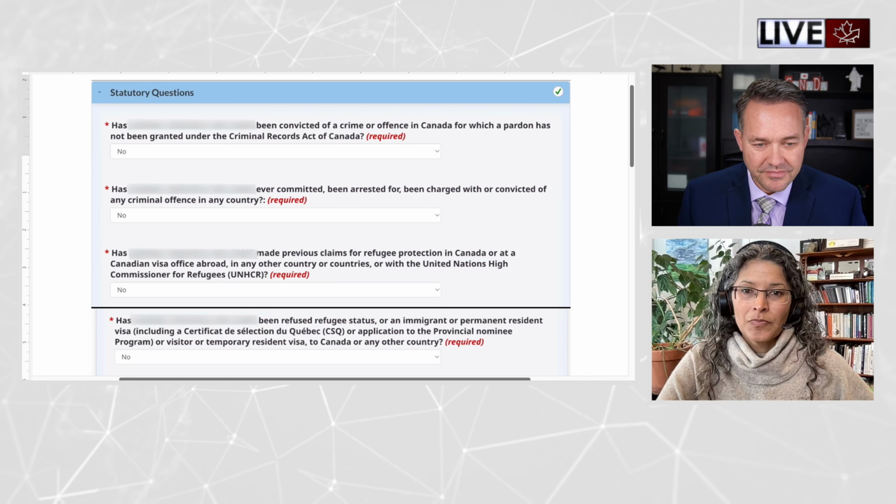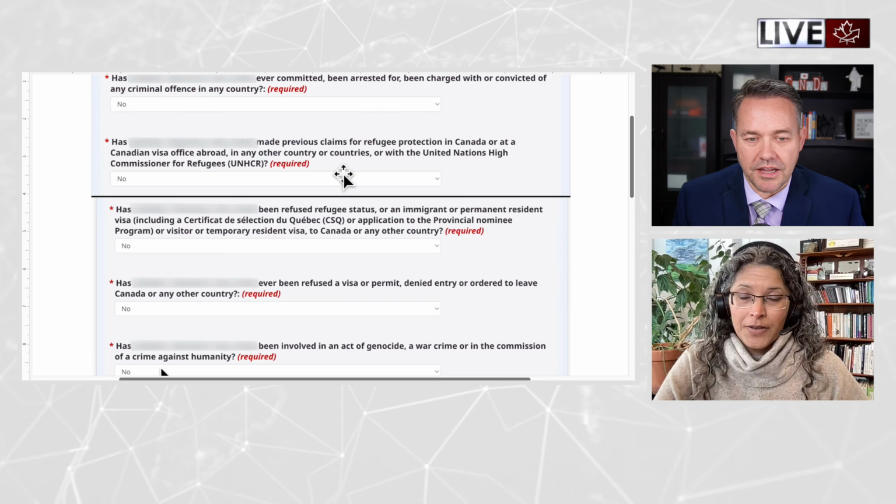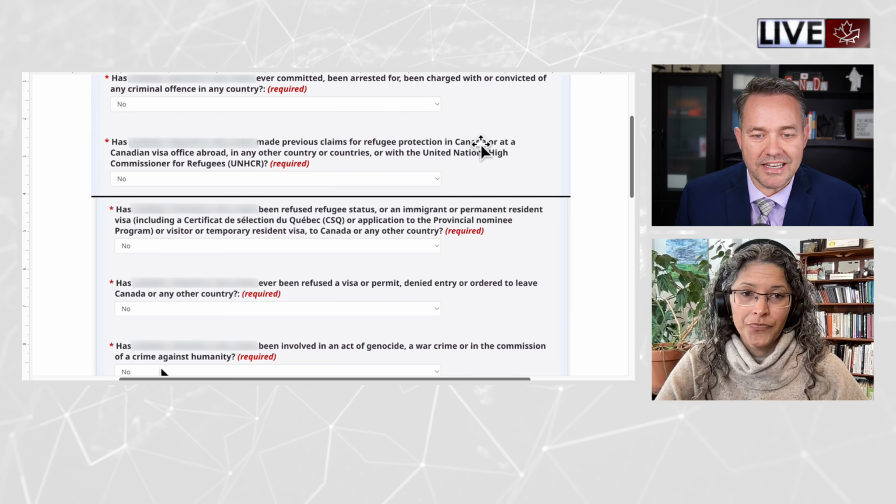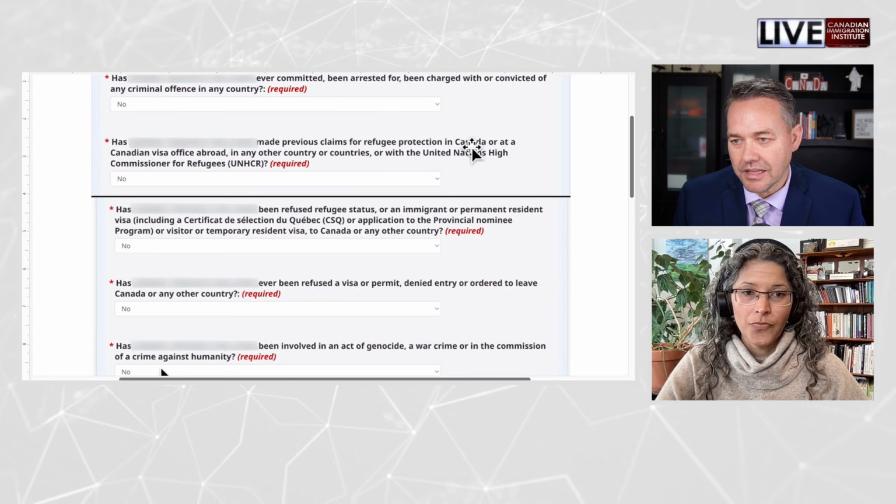All right, so the next one, has the applicant ever made previous claims for refugee protection in Canada or at a Canadian visa office abroad or in any other country or countries or with the United Nations High Commissioner for Refugees, the UNHCR? So it's not just a Canadian refugee claim, it is any type of refugee claim anywhere. And people, that's another thing. People just assume, oh, it's in Canada. And nope, never made a claim.